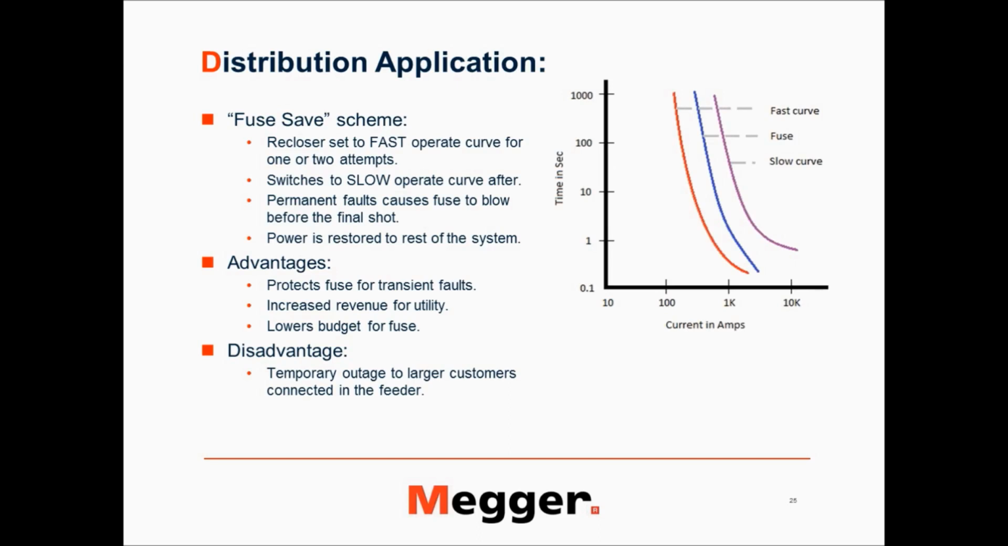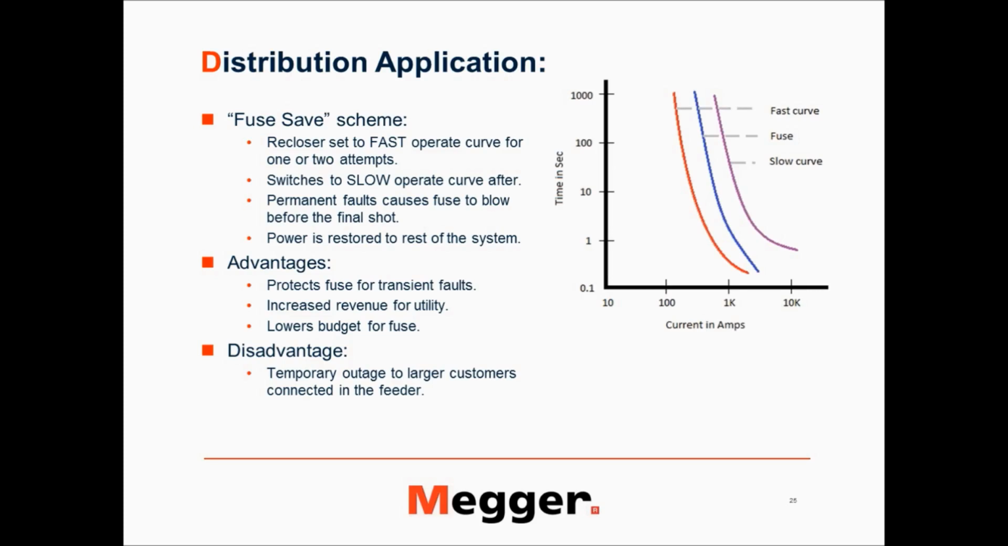One more advantage for using a fuse save scheme is you increase the revenue for the utility because you're supplying your load, in other words, your meter is running most of the time. Your auto reclosure will make sure the circuit breaker is closed after a short time delay, and then you're supplying your load. So from the utility perspective, it is less downtime, and you'll be supplying your customers for more time. It's more money for you.